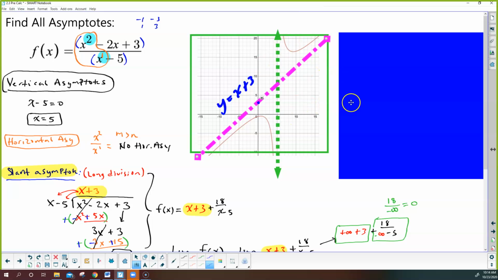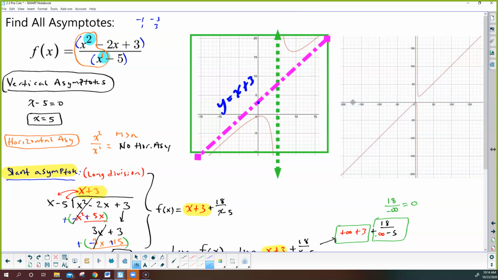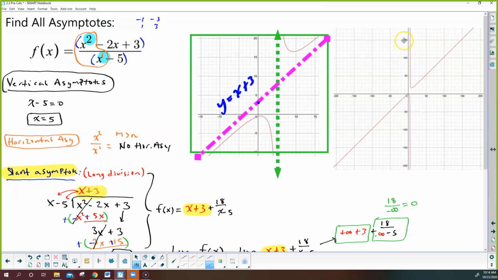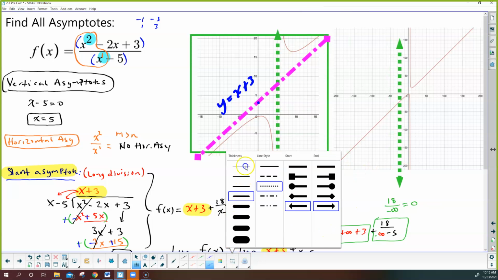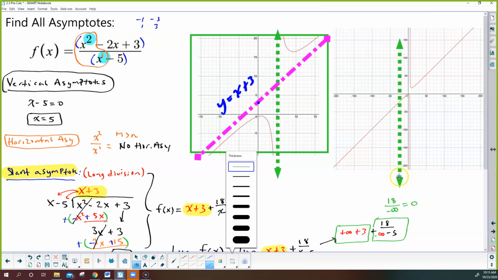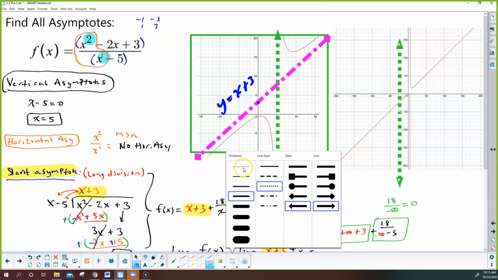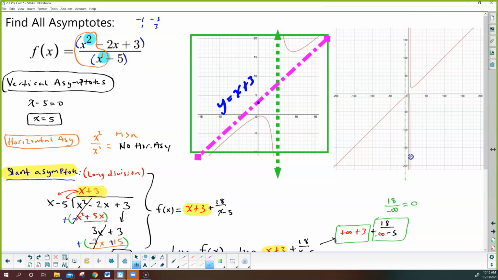Now, this doesn't give us a perfect picture. So what if I zoom out a lot more? It might be really tough to see, but I zoomed out quite a bit. This is the same function, and we have the same behaviors here. I'm going to make this a little thinner. Because I zoomed out, it's really difficult to see this vertical asymptote at x equals 5. Difficult to get it placed perfectly, but there's our vertical asymptote.